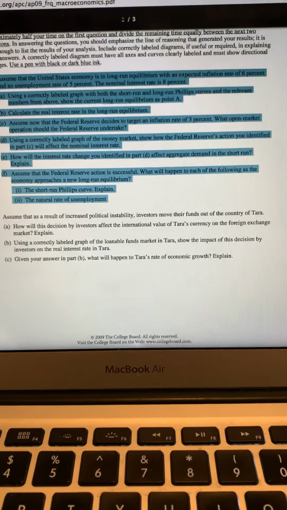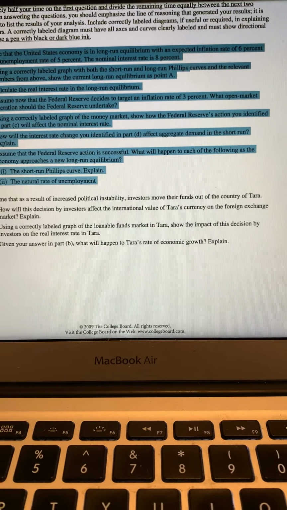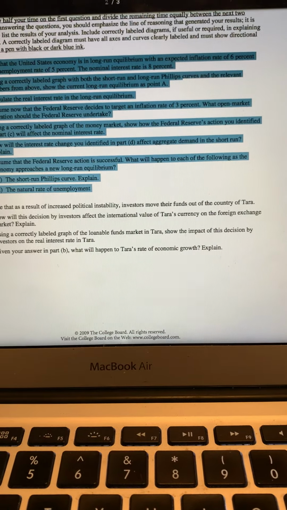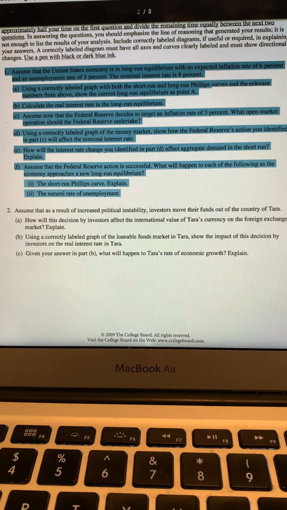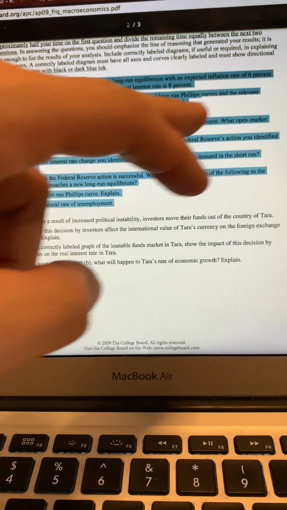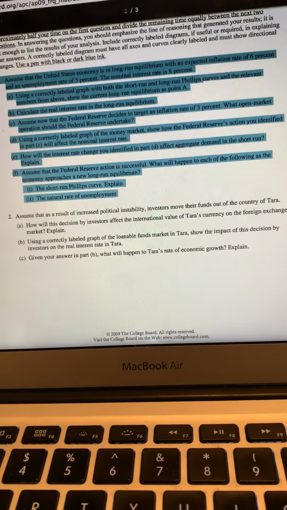First question asked, the U.S. economy is in long-run equilibrium. Expected inflation is 6%, unemployment is 5%, nominal interest rate is 8%. There's a lot of numbers there. First thing you're asked to do is to draw a Phillips curve, and you could actually put in those numbers for inflation rate there. And you can put in the unemployment rate, which is 5%, which is the NRU.